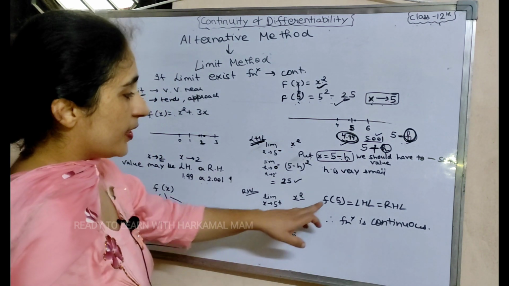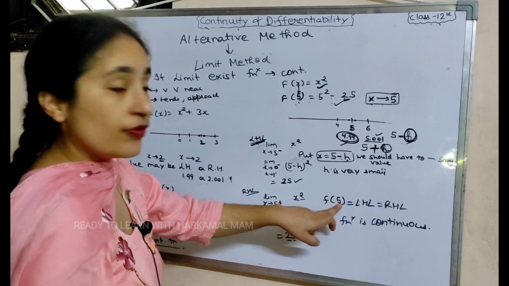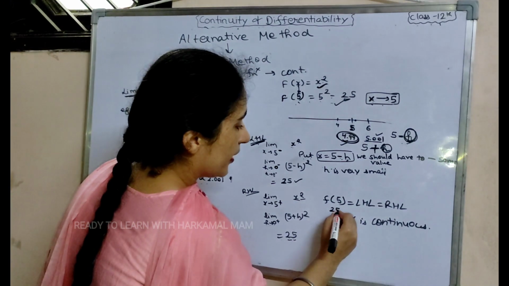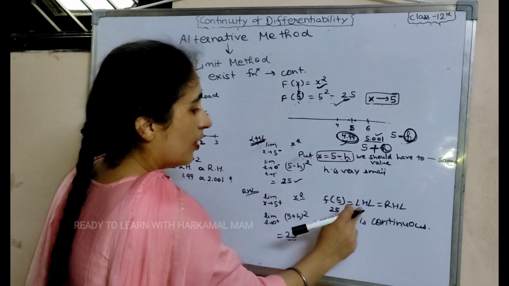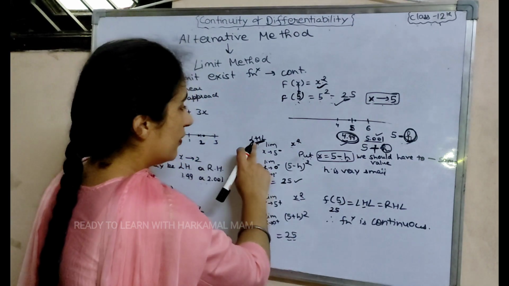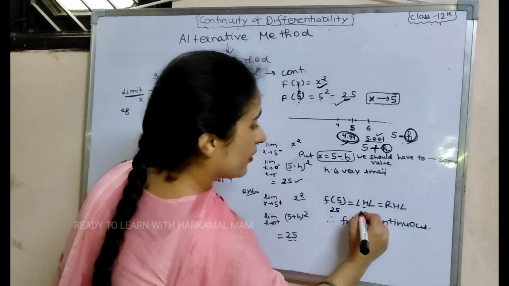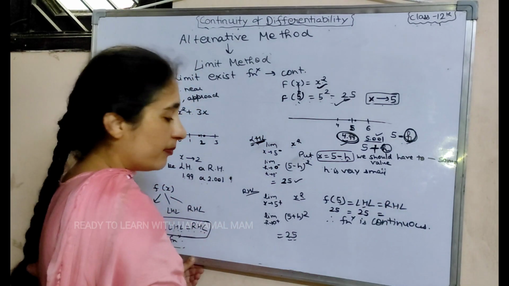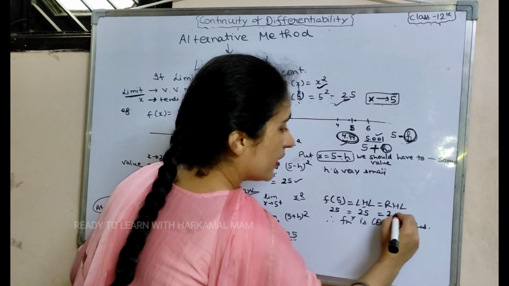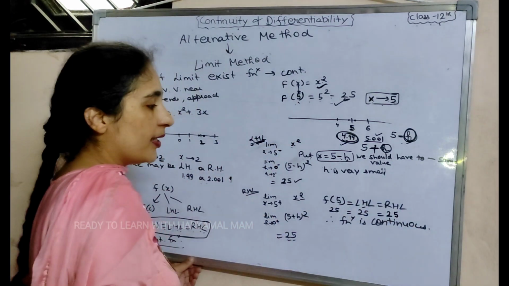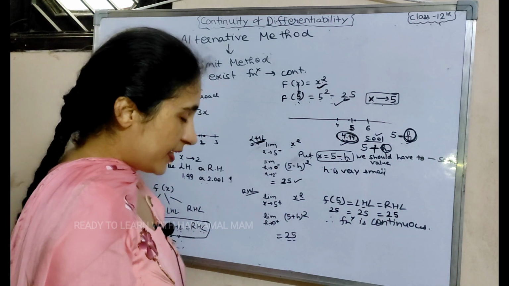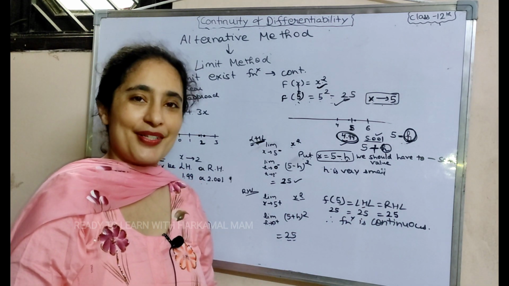On taking the value f of x, we get the answer 25. The left hand limit, we get the answer 25. On taking the right hand limit, we get the answer 25. This means these three answers are same. So in this case, the function is a continuous function.